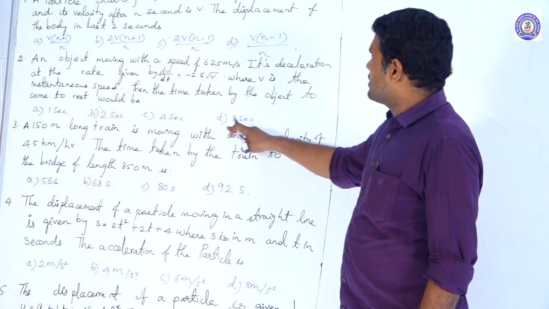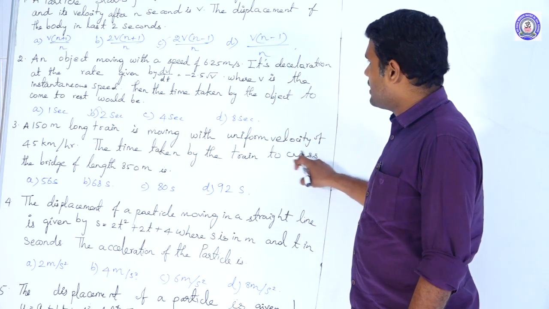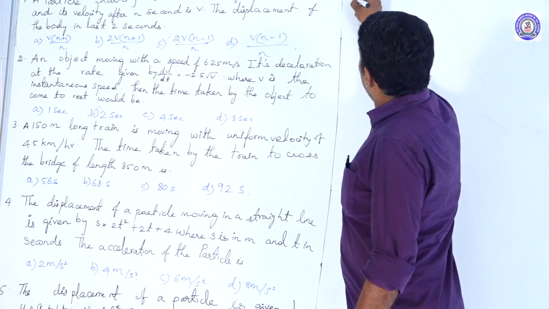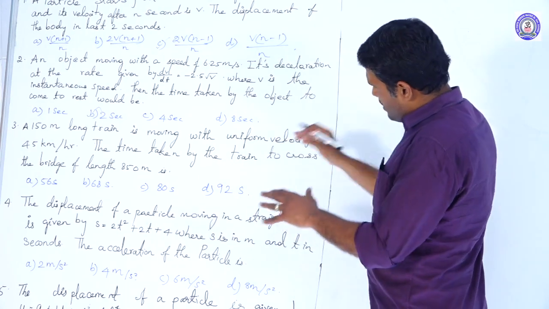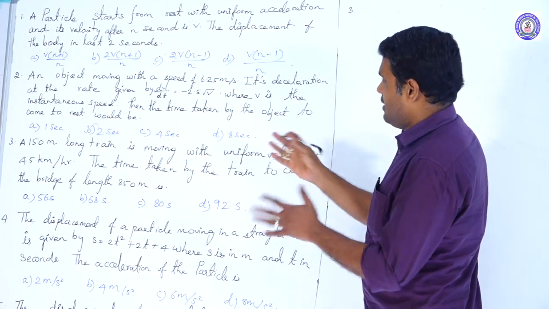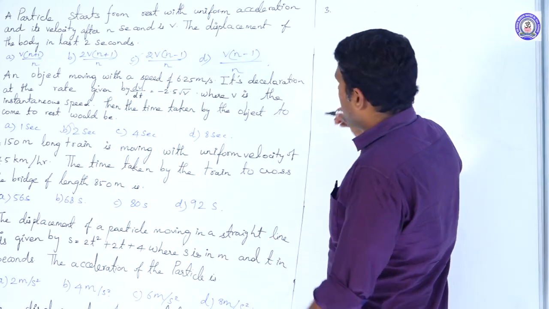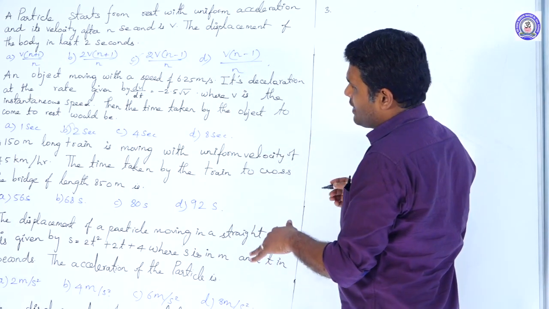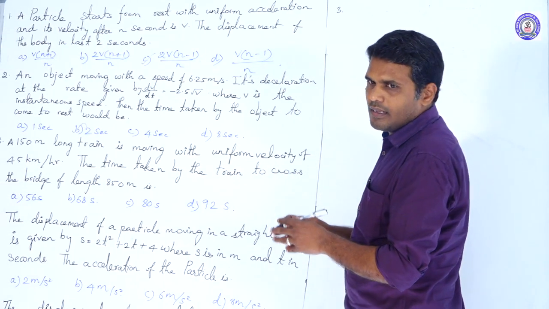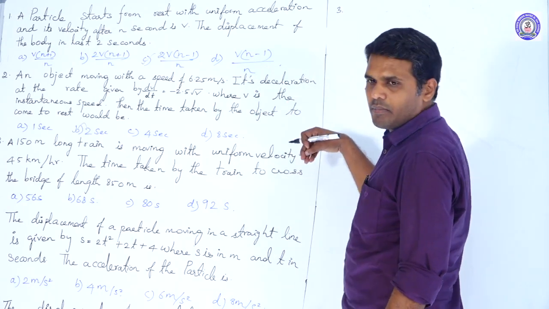A 150 meter long train is moving with uniform velocity of 45 km per hour. Find the time taken by the train to cross a bridge of length 850 meters. While solving this problem, this is a simple question. They are asking you to calculate the time taken. We should know the velocity as well as the displacement or distance traveled. Here, the train has some length, 150 meter. The bridge has some length, 850 meter. So we have to go for effective length. Then with the effective length and the velocity, we can calculate the time taken by the train to cross the bridge.